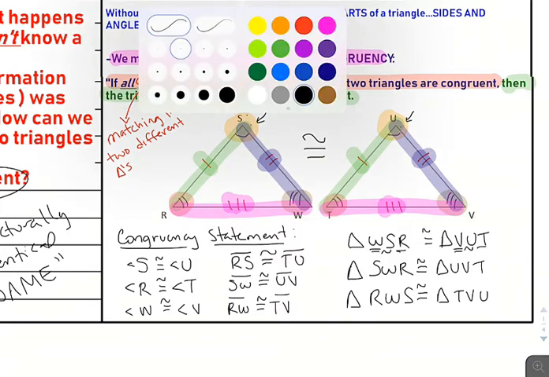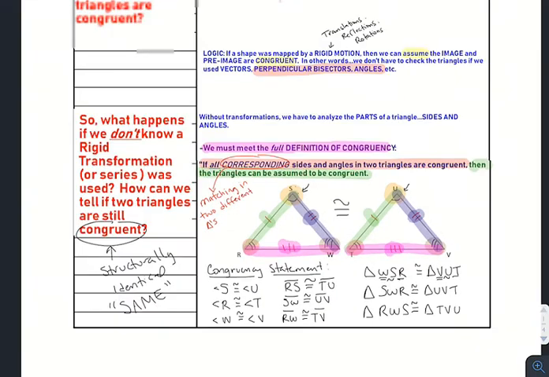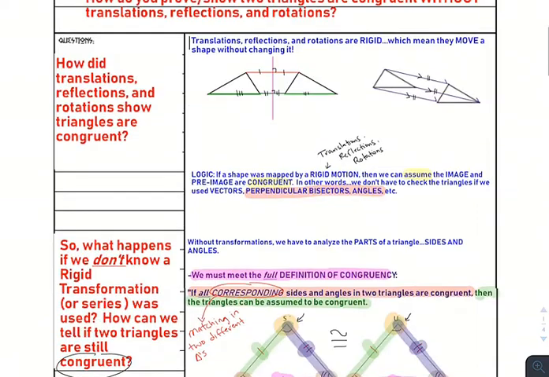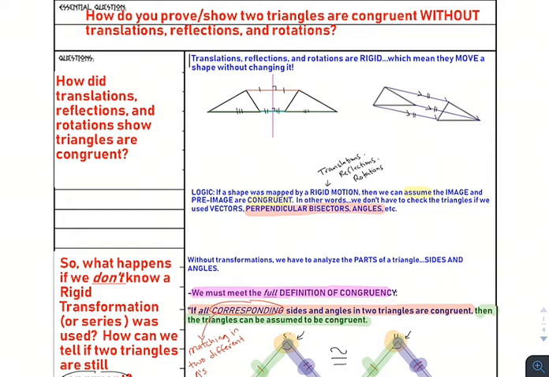Okay, and so the evolution so far is, maybe take a second, take a beat, and collect where you are. If you have translations, rotations, or reflections, you can ensure the triangle you're moving is indeed congruent. But what happens if you don't know you have a rigid transformation?